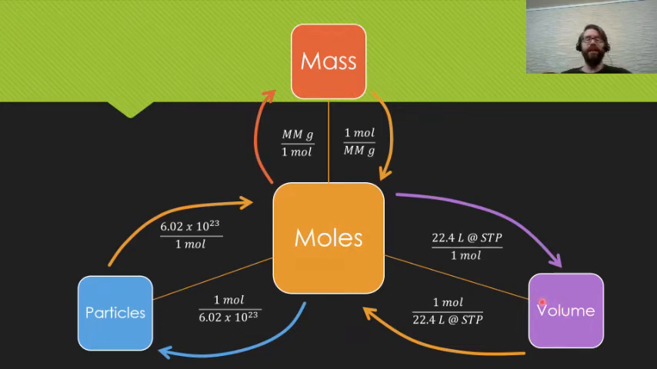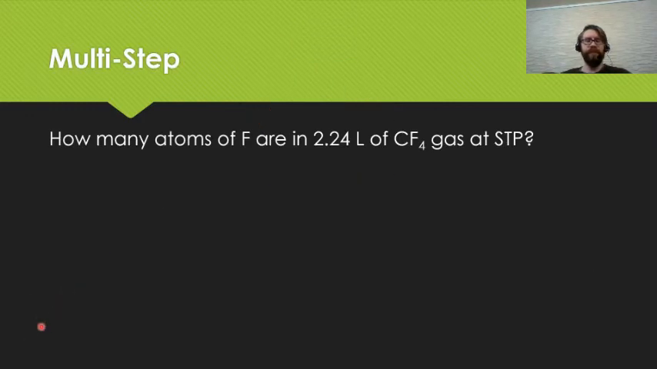Now I'm going to do a couple of examples where it's going to end up going through two paths. We could go from particles to volume, or mass to volume, or particles to mass. There's all sorts of combinations in here. So this one says how many atoms are in 2.24 liters. So we know we need to go to atoms. I can highlight that. And I know I have 2.24 liters. And not always, but sometimes it is significant that we're dealing with CF4. In this case, since we're looking at F, that is going to make a difference.